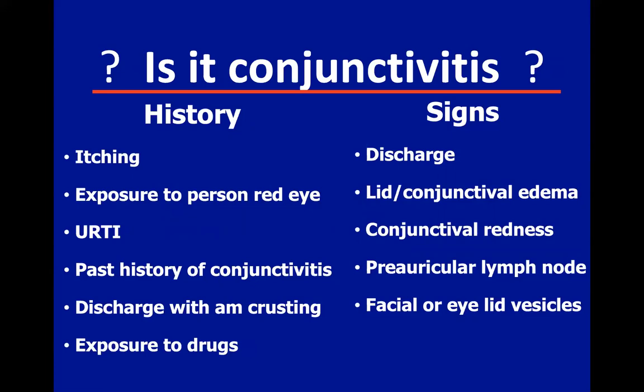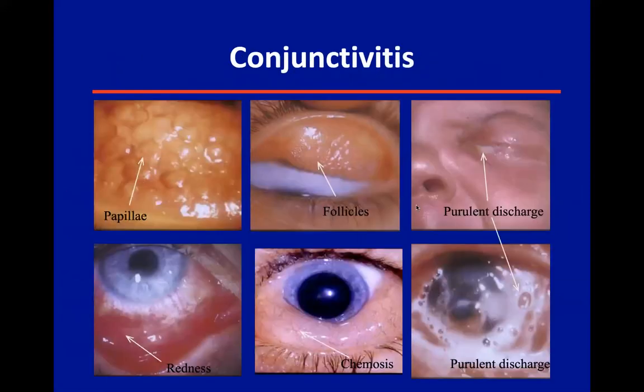Sometimes this is the cause of a viral. And then look for any facial or eyelid vesicles. And so we're going to be talking about the herpes zoster, which is an important cause of red eye. So I'll just show you the different types of conjunctivitis.